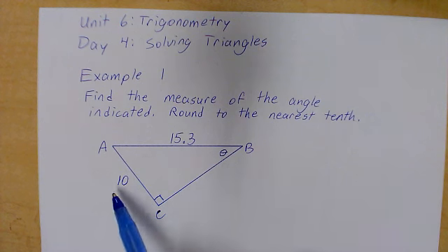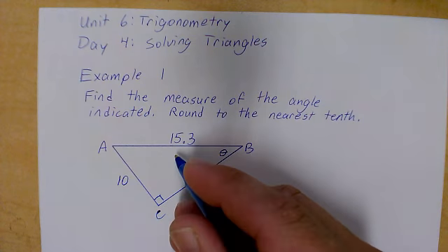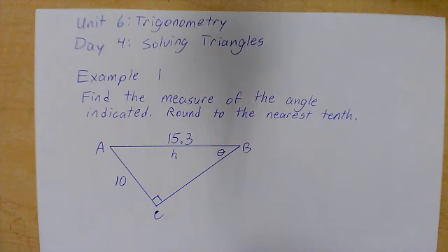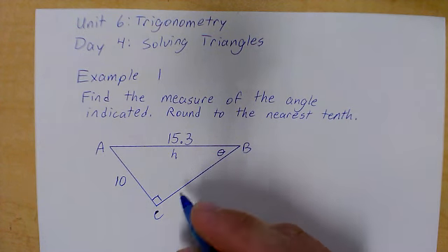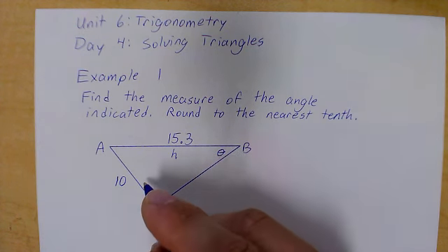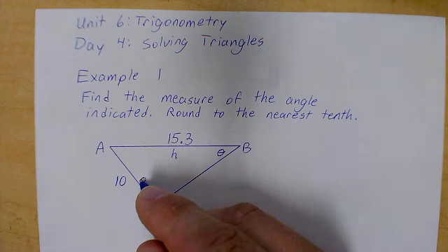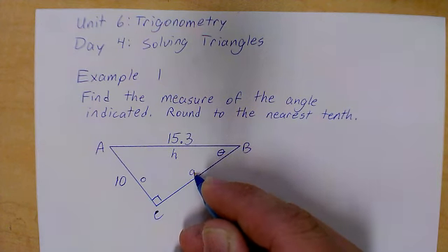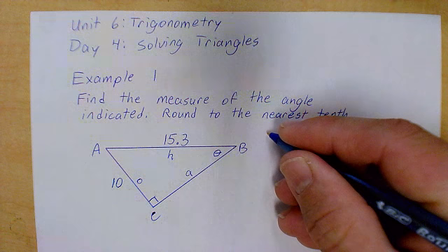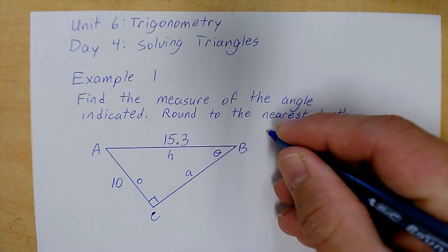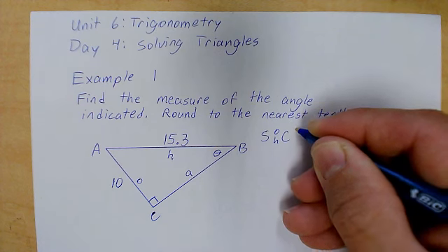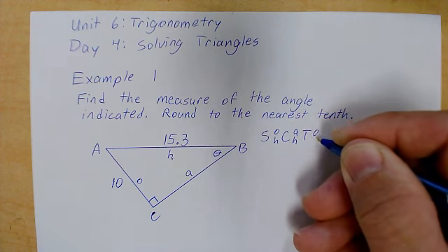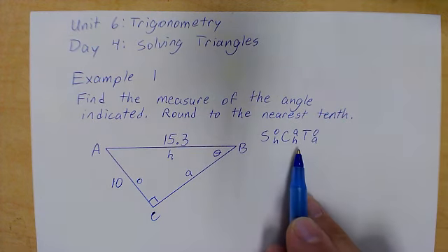All right. First thing to do is go around the triangle, label your sides. So I always start with my hypotenuse, which is always across from 90 degrees, which is the 15.3. Next, I'll label my opposite leg and my adjacent leg. So opposite of the angle is the 10, and my adjacent leg has nothing on it, so it's not a part of the problem.